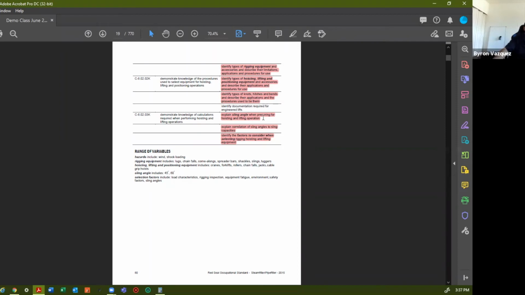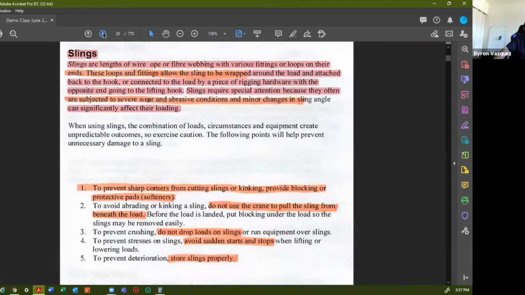Explain sling angle. That's important. It will ask you questions on sling angles. Explain correlations of sling angles to sling capacity. Identify the factors to consider when selecting rigging, hoisting, and lifting equipment. So that is what you're going to be taught next. And we're going to get right into it.